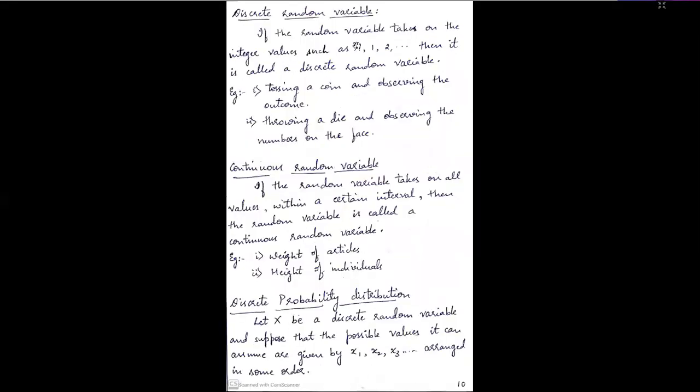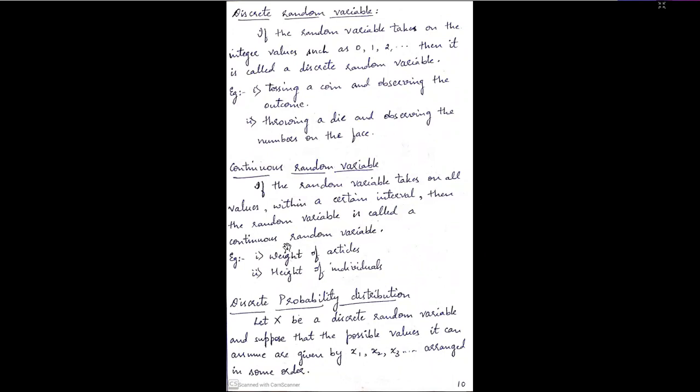Now let us look at the two kinds of random variables, that is discrete random variable and continuous random variable. A discrete random variable is one where the random variable takes on integer values. And if the random variable takes on all values within a certain interval, it is called a continuous random variable. I have given examples here for discrete as well as continuous random variables.